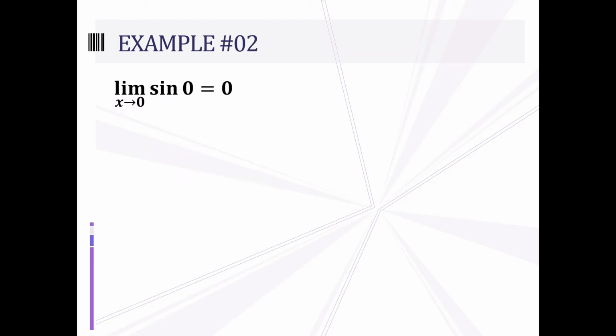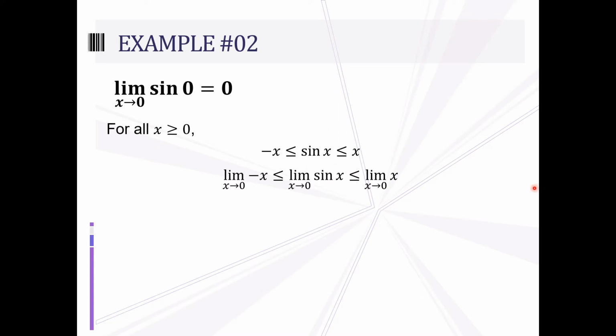The next example, we have the limit of sine x as x approaches 0 is equal to 0. Observe that for all x greater than 0, sine x is greater than or equal to negative x but less than or equal to x. If you want to know kung paano ito nangyari, okay, I will link the proof below kung bakit ba naging ganito yung kanyang bound.